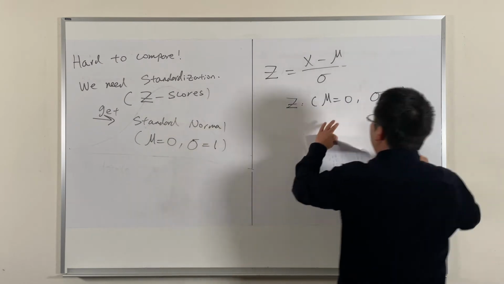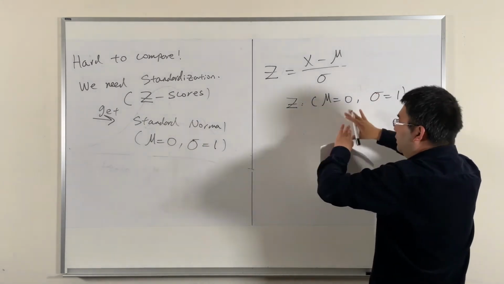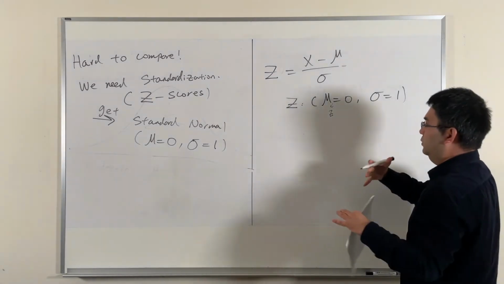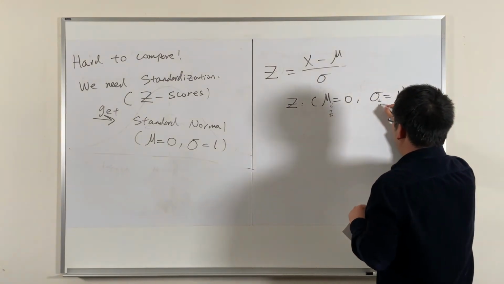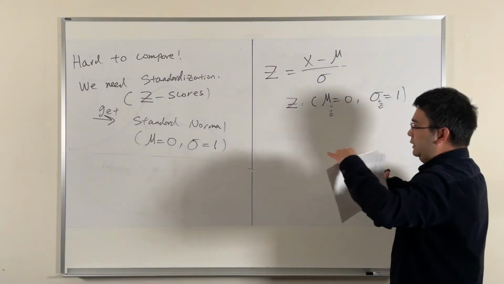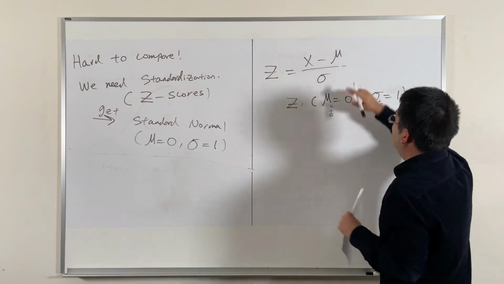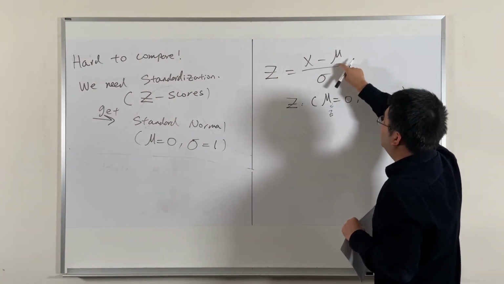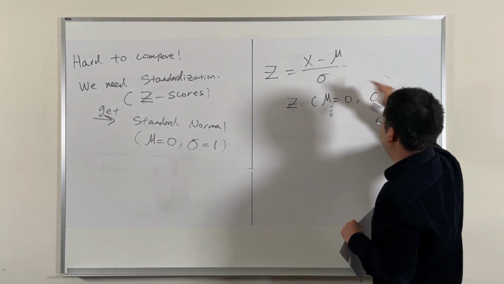Okay, so let me just write this. The mu here is for the z, the standard normal, and then the sigma here is for z, is the standard normal's sigma, where these two are from the original values or original data. Okay, good.